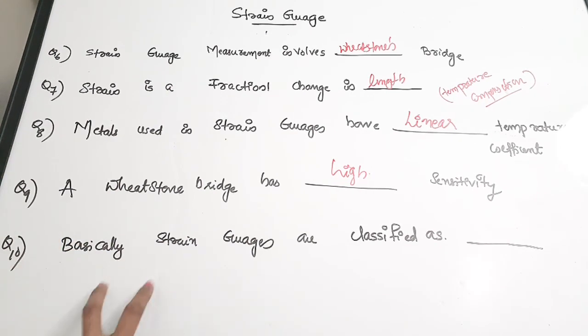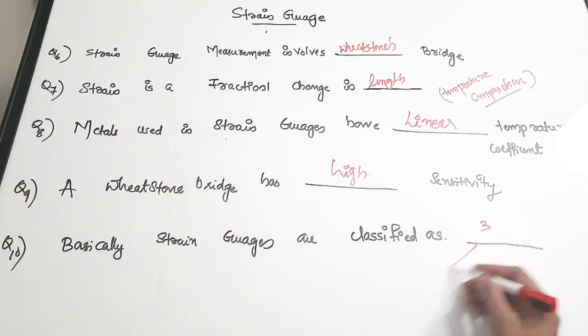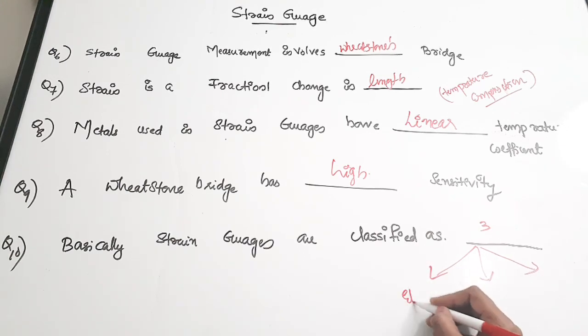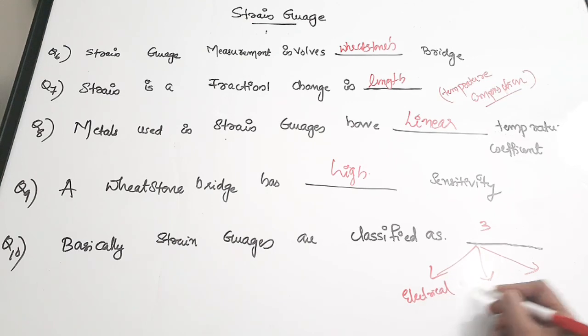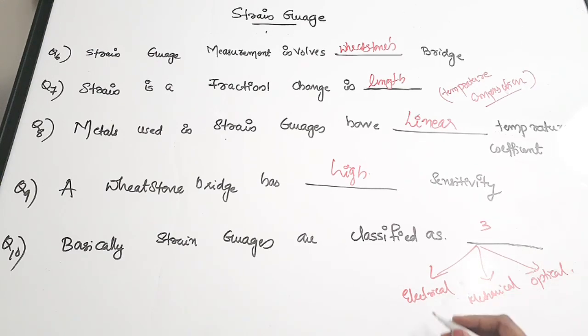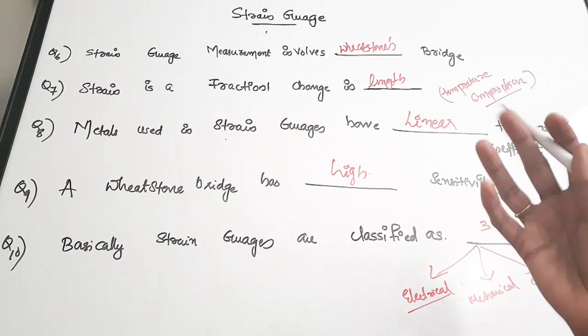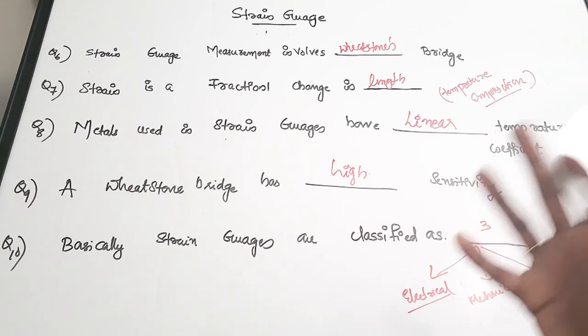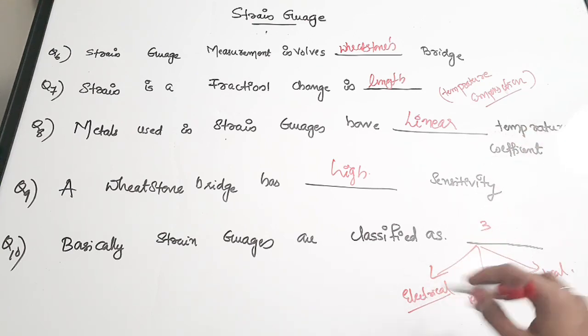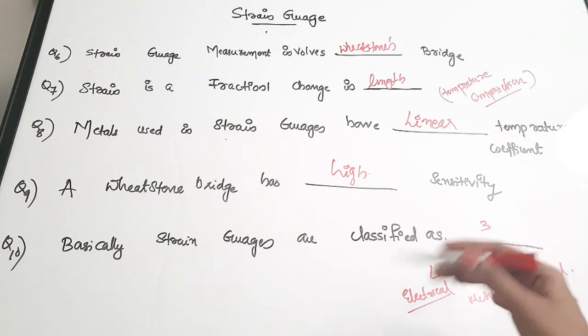Next question. Basically, strain gauges are classified as dash. It is basically classified as three, even though there are different variations of strain gauges. The basic ones are electrical, mechanical, and optical. In electrical strain gauges, which we have seen in this video, generally we take the change in measurement of resistance, or sometimes it can be capacitance or inductance also.